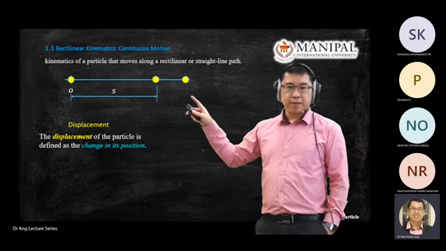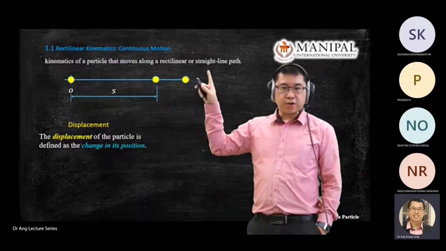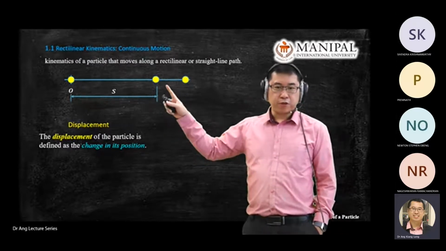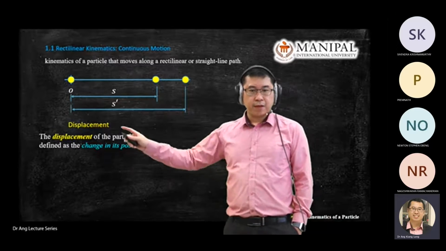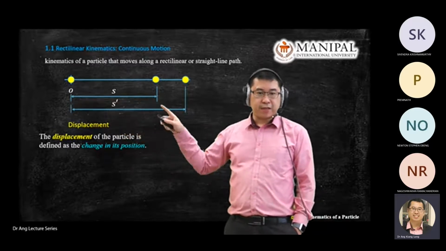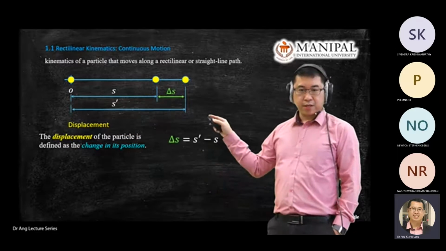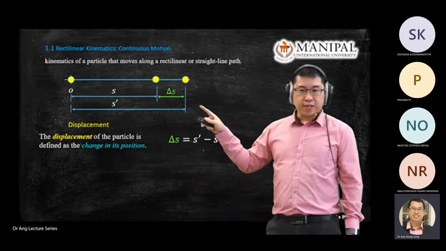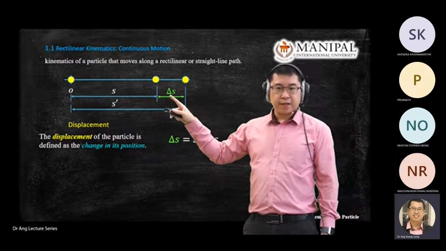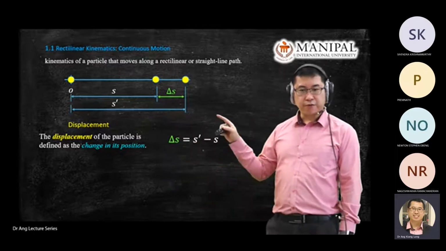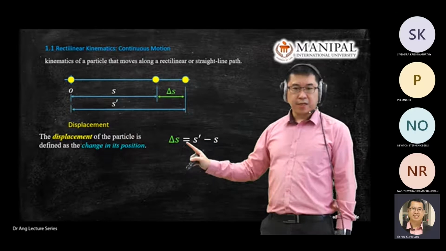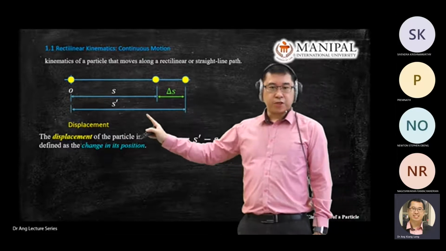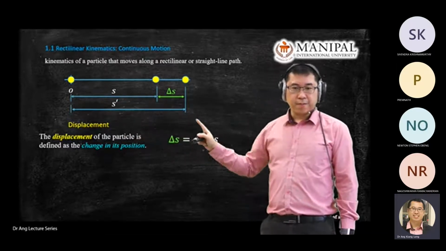How do you find displacement in a straight line for these particles? So let's say this particle moves again from this position to this position. So for the displacement, you can use this equation. Displacement is a change of location or change of position. You use delta S to represent displacement. Displacement is the new position, S prime, minus the old position, S.